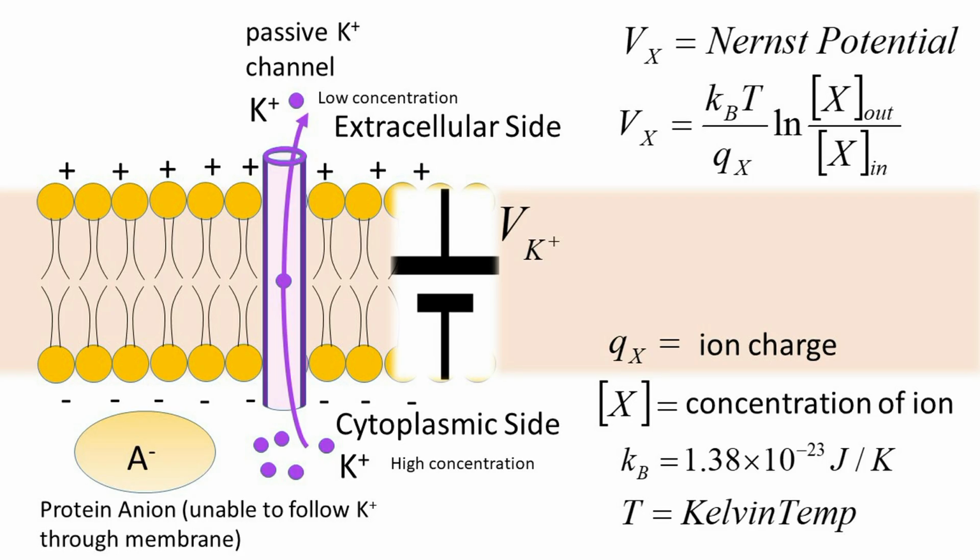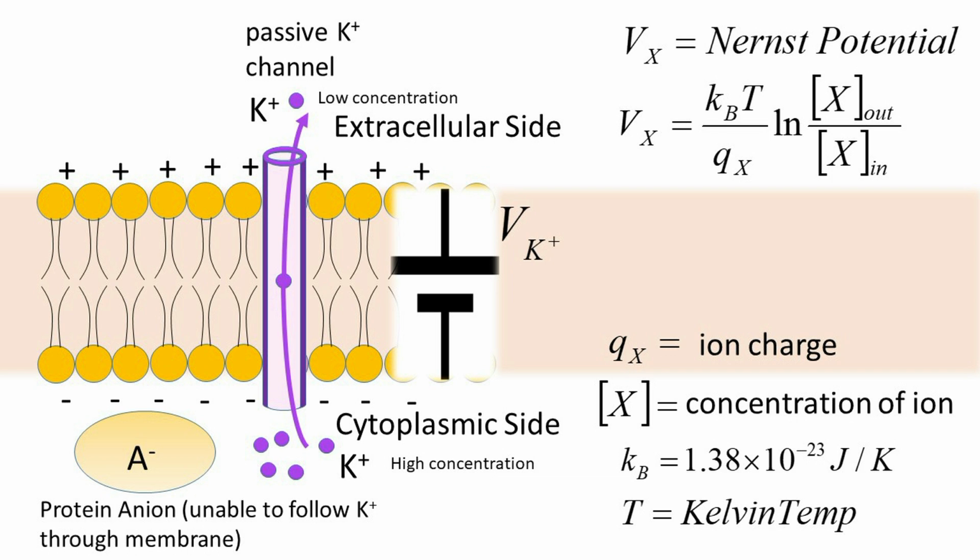The cell membrane has transmembrane proteins acting as passive channels specific to a given ion, allowing just that ion to diffuse through. Potassium plus, for example, has a higher concentration inside the cell than outside. The passive potassium plus ion channels allow potassium ions to diffuse from high concentration inside the cell to lower concentration on the extracellular side. Protein anions are unable to follow the potassium ions through the channel, leaving the inside of the cell negative, lower voltage, relative to the outside of the cell.